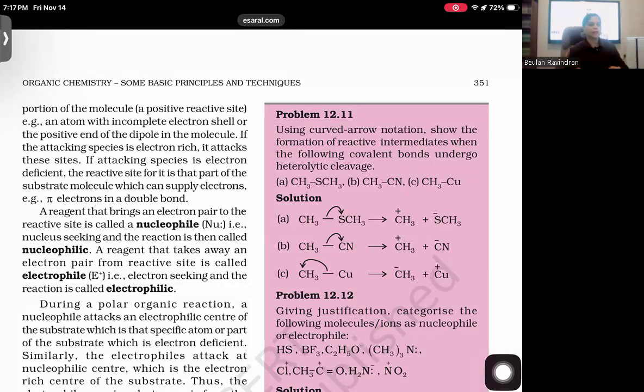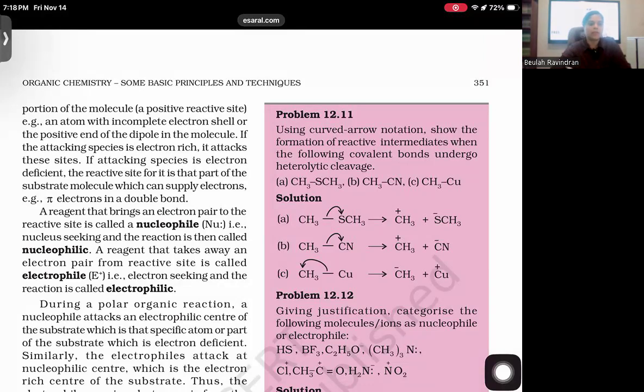Electrophile comes from the word electro, derived from electron. Phile means love. So electrophilic means love of electrons. The nucleophile is attacking it, and the nucleophile is rich in electrons. So the vice versa is also possible.